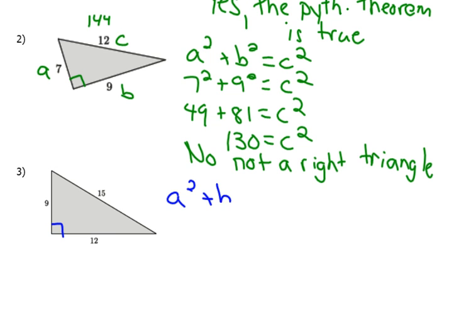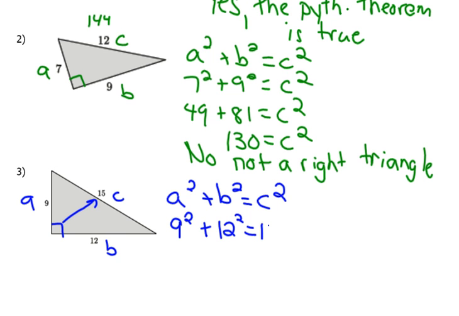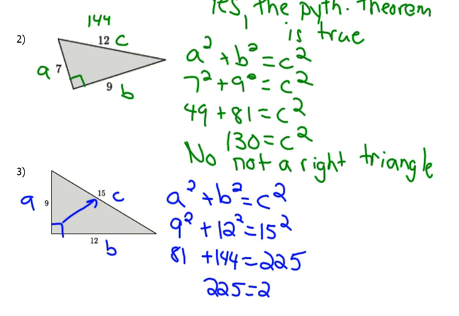So A squared plus B squared equals C squared. I'm going to fill in A, B, C. Again, there's my right angle. C also always has to be the biggest number. So we're going to fill in 9 squared, 12 squared, 15 squared. 9 squared is 81. 12 squared is 144. 15 squared is 225. So add 144 and 81, and you do get 225. So yes, right triangle.